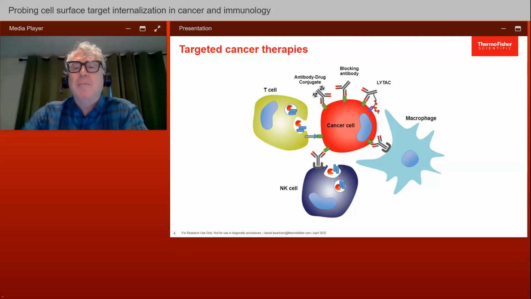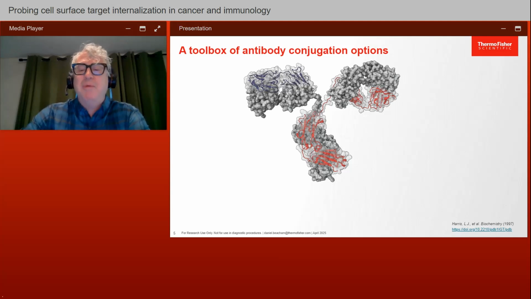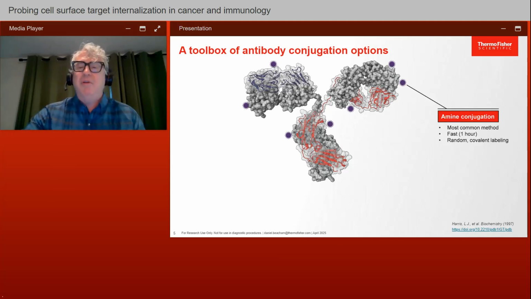And so, the same technologies we use to modify antibodies with drugs can also, of course, be used to modify antibodies with dyes and labels to visualize their trafficking. Traditionally, people have taken advantage of free lysine residues sprinkled across the heavy and light chains of an IgG. This makes for a convenient way to use our succinimidyl ester derived labeling reagents to attach fluorescent dyes in a single step to any tertiary free amine on an IgG or other protein.